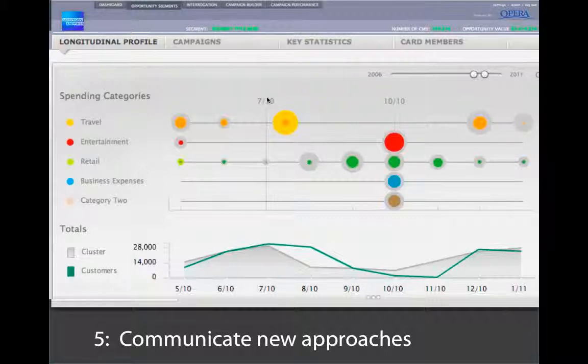So the small dot was the particular cardholder. The larger dot was the spending for that category. It gave them a very quick understanding of where the opportunities were.